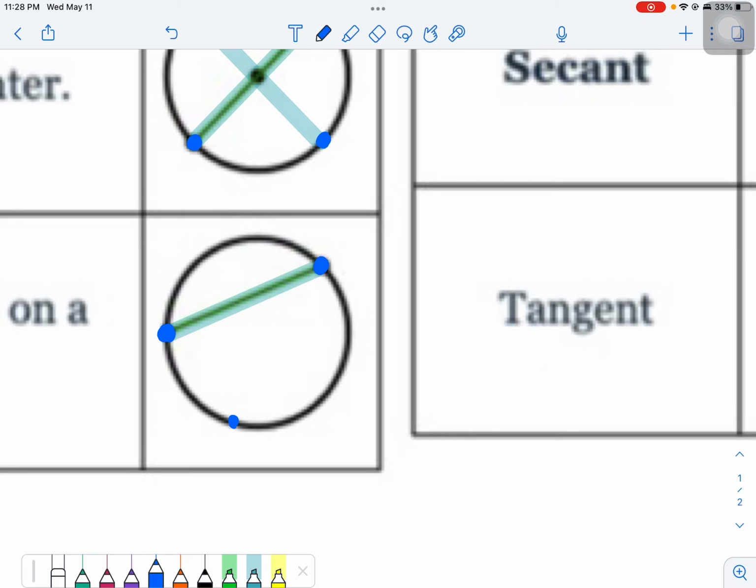So I can pick another point here and a point right there. And if I connect those two, this is also a chord. Like that, look at that, right? I can connect this one with this one here, and that's a chord, right? Because it's one point connecting to another point. So any segment that's inside the circle that connects two points on the circle is called a chord.